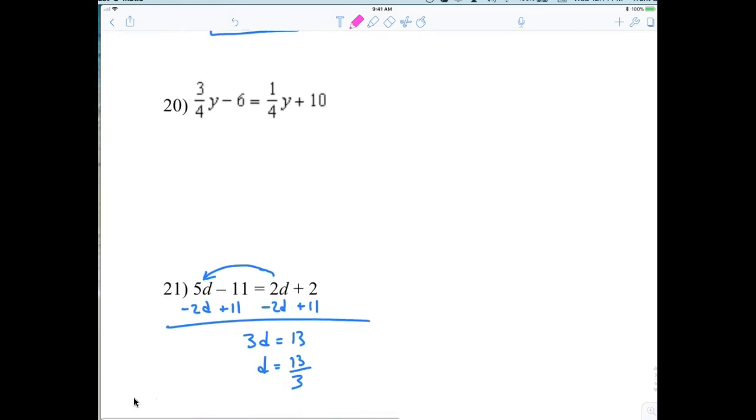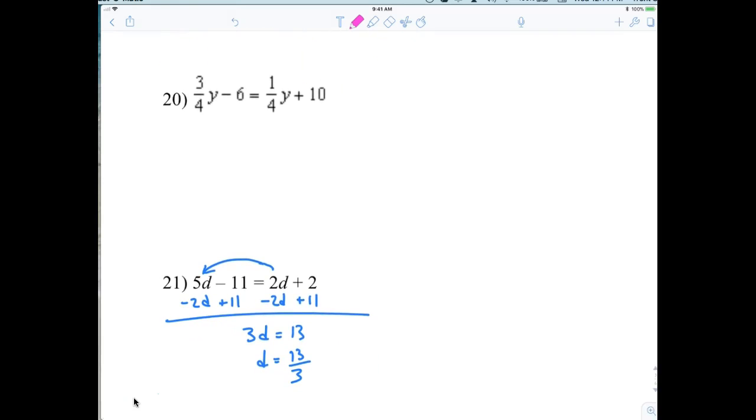All right. Uh-oh. We got a couple fractions here. I want everybody to pay attention. Pay attention now. Listen carefully. I'm going to subtract 1/4. Subtract 1/4. Add 6. Any issues with that so far? Now what's 3/4 minus 1/4? 2/4, which reduces to 1/2. Whoever said that, thank you. 1/2 y is equal to 16.